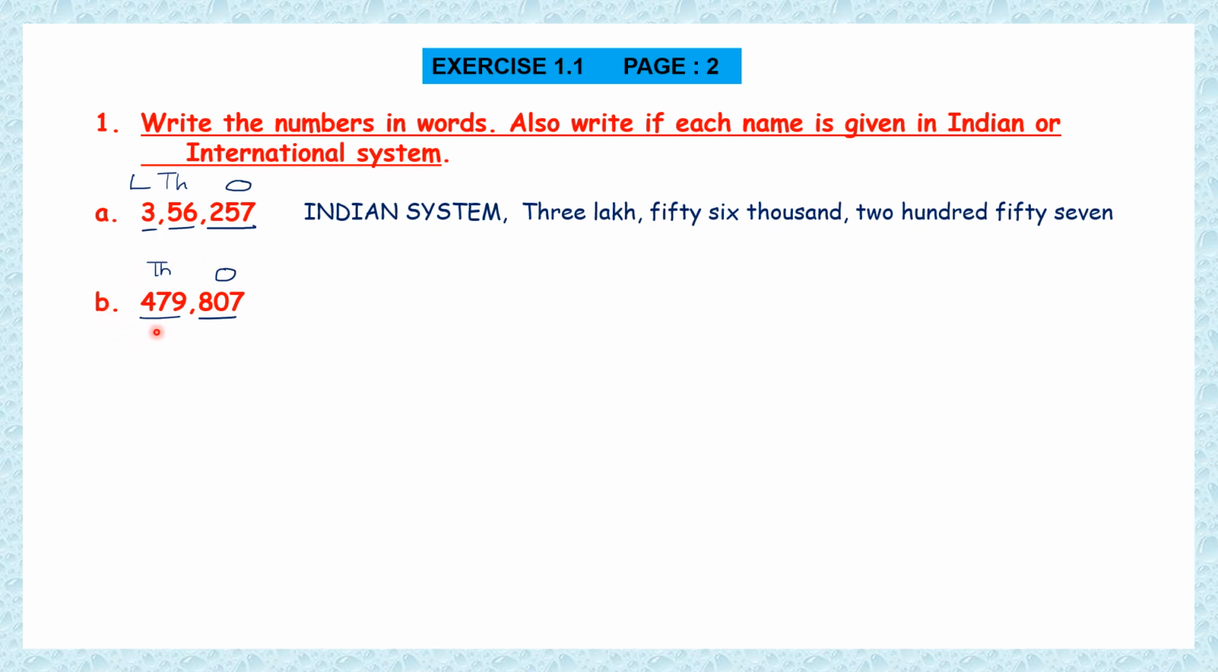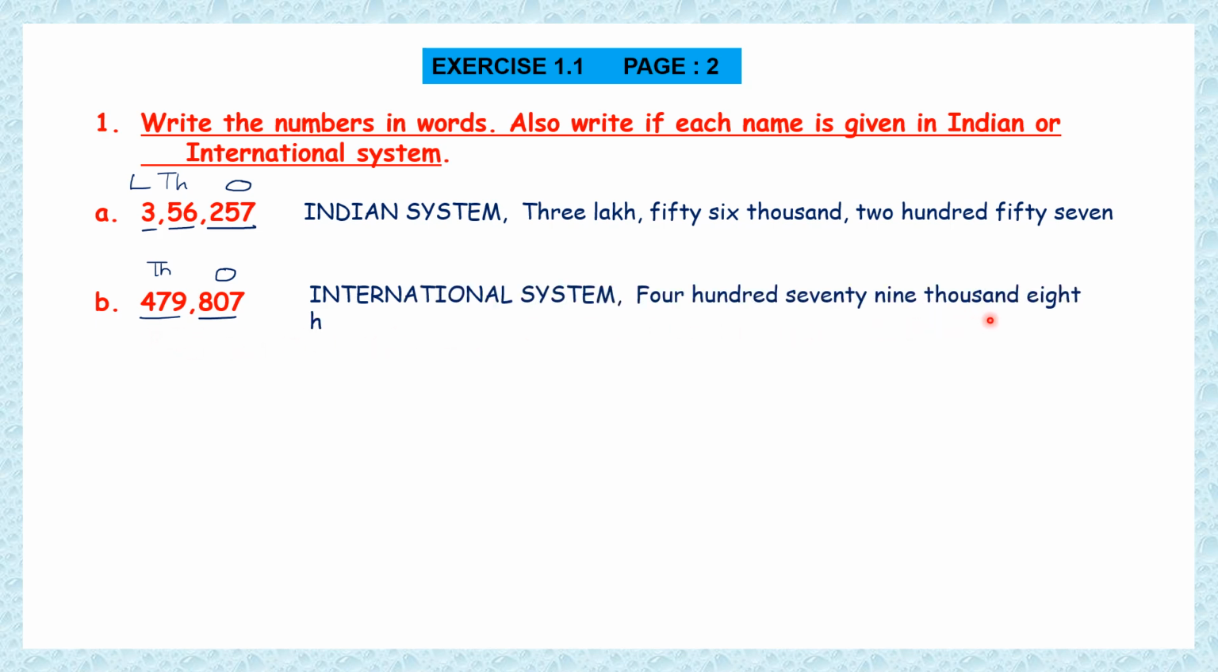Now how do we read this? Let's read this whole number. This is 479. Now read the period. 479,807. So this is first of all the international system. Let's write that. International system and 479,807. This is a number name.